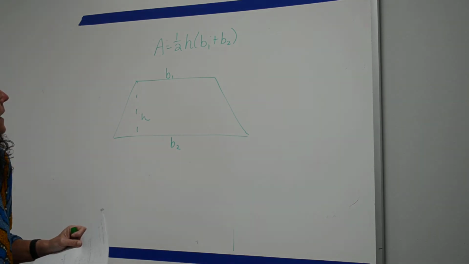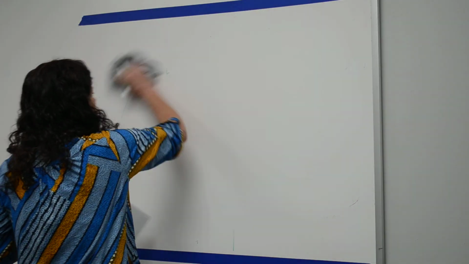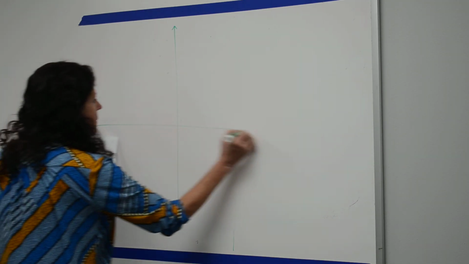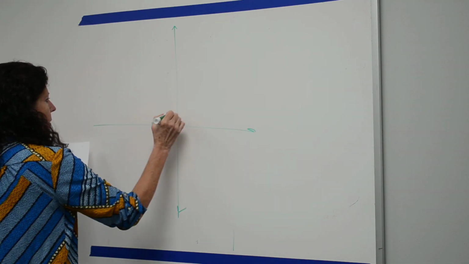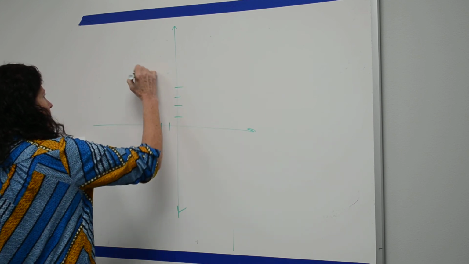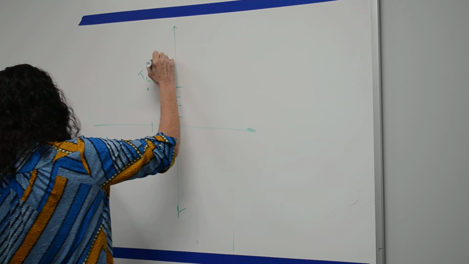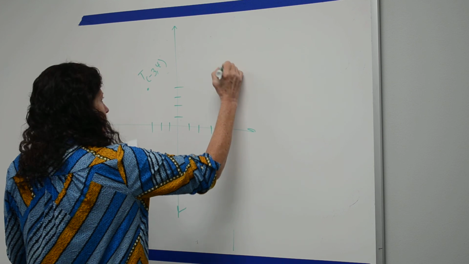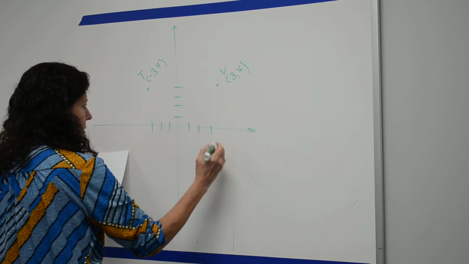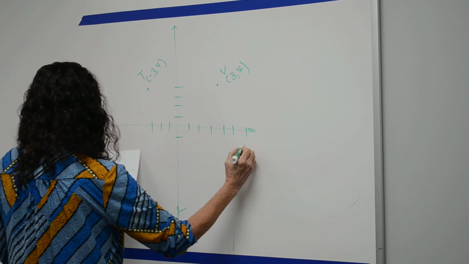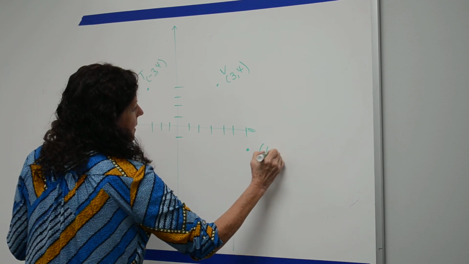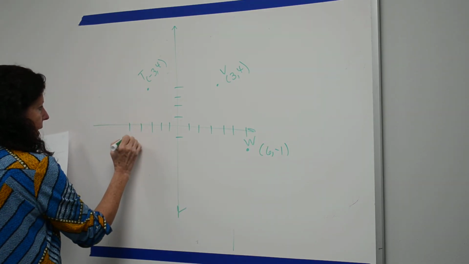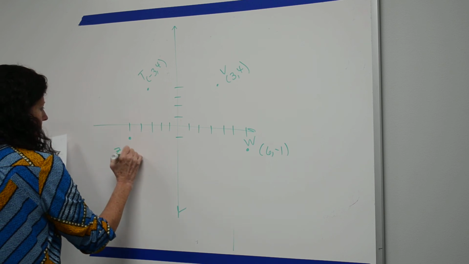We're going to immediately put that on a coordinate plane. Let's say we have, I'll go ahead and draw it out rather than write it. T is (-3, 4). V is (3, 4). W is (6, -1). And Z is (-5, -1).